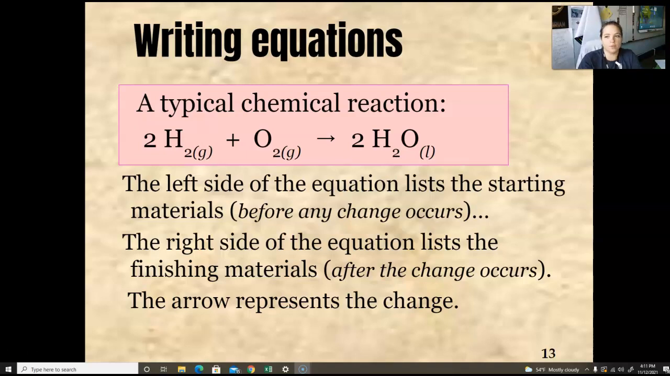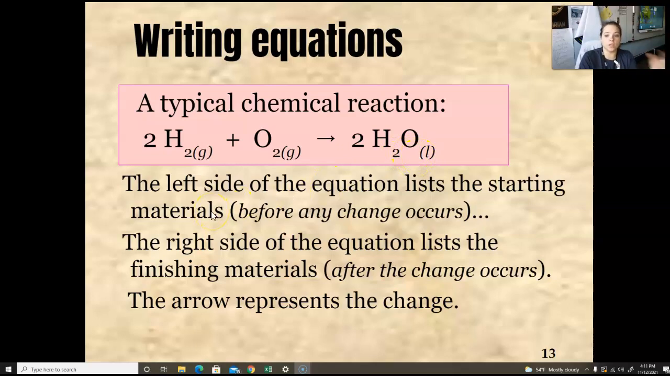All right, so now that we've seen a little bit about transmutation and a little bit of what goes on with nuclear chemistry, let's look at writing some of the equations. So looking at this, a typical chemical reaction, we haven't gotten to those yet, but this is what it looks like. You've got H2 plus O2 equals 2H2O.